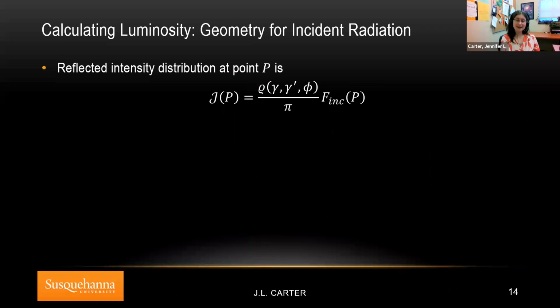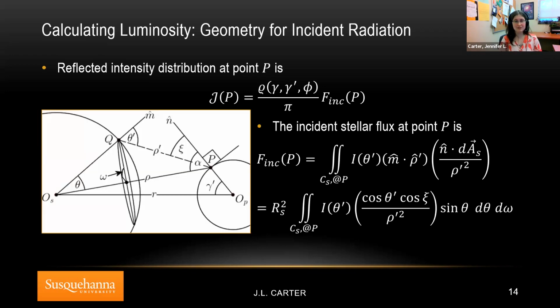In order to get luminosity, first we have to understand the reflected intensity distribution at some point P, some little bit of our exoplanet here. To do that, we need two pieces of information. Rho here is our reflection function. For the purposes of today's talk, we're going to keep it very simple. This is just going to be a constant. It's going to be the single scattering albedo for our exoplanet. You could use whatever other function you want, so long as you know the incident radiation at point P. How do we calculate that?